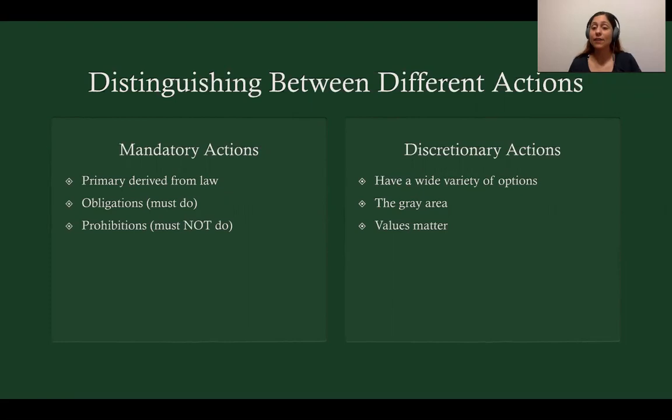Now, discretionary actions have a variety of options. This is where things like values from our previous lecture come into play, the gray area of legal and ethical issues. One example would be accepting gifts. Do you accept a gift or not? There's no law that says you must or you must not, and the ethical codes are a bit vague. So it really comes down to your values, your clinical judgment, and that client's characteristics. We'll get more into that later.